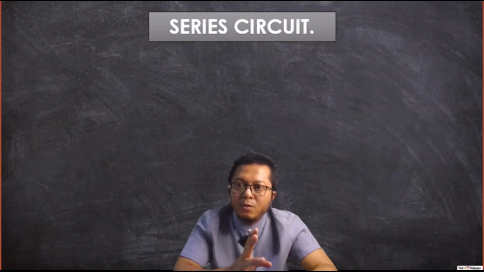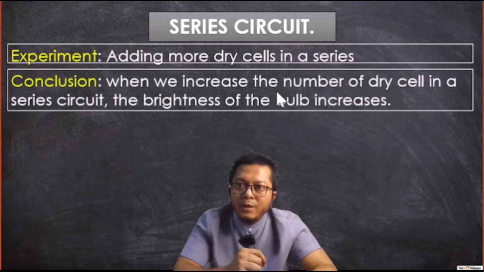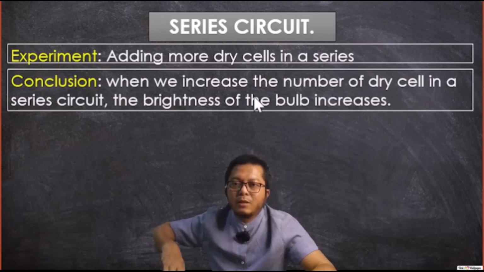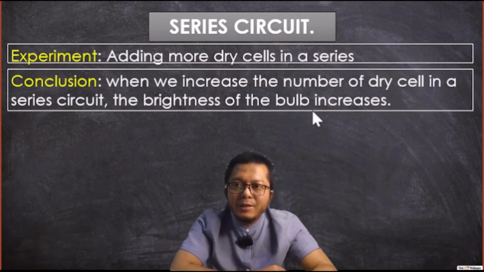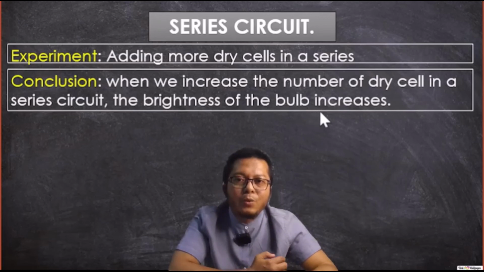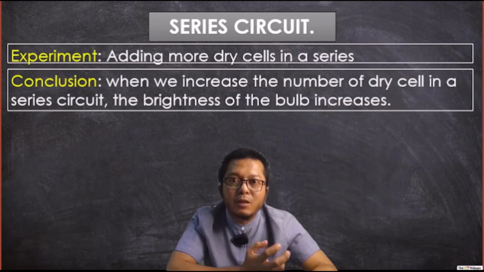Okay, the conclusion would be, when we increase the number of dry cells in a circuit, the brightness of the bulb increases. The more dry cells means more power. More power means the light bulb brightness increases, becomes brighter.